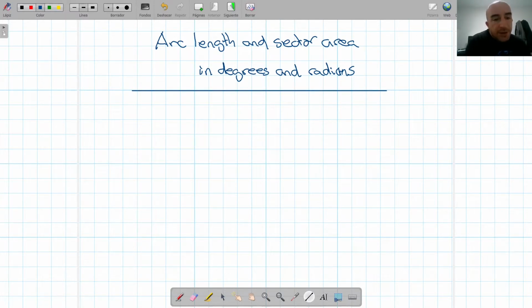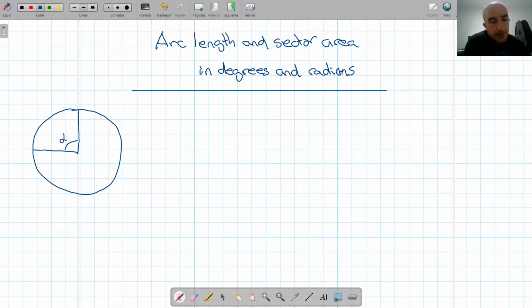Okay, so what is our aim? We want to calculate the arc length. So we have a circle here, more or less, and we've got here an angle, and we want to calculate the section of the circumference which that angle gives us. So this is the arc length, the one I'm going to draw in red. And the area we would want to calculate would be the one I'm drawing in green. So that's the sector area. This would be the arc length, and this would be our sector area.